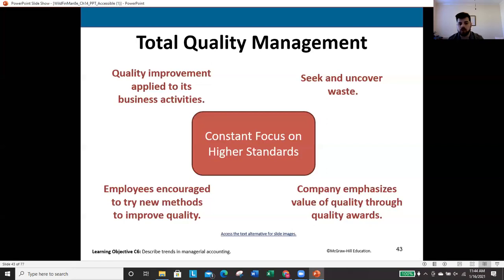Very often, though, we do get situations where people in upper management decide they want to see stuff done the same way it's been done for the last 25 years. And that's fine, but it could certainly lead to some inefficiencies along the way. So we want to be very careful not to do that and to encourage people to think outside the box and come up with new ways to get things done. Next, of course, we want to emphasize the value of quality through quality awards. So we might give people a bonus or give them some type of plaque or something to commemorate that they've done a really good job on certain activities.